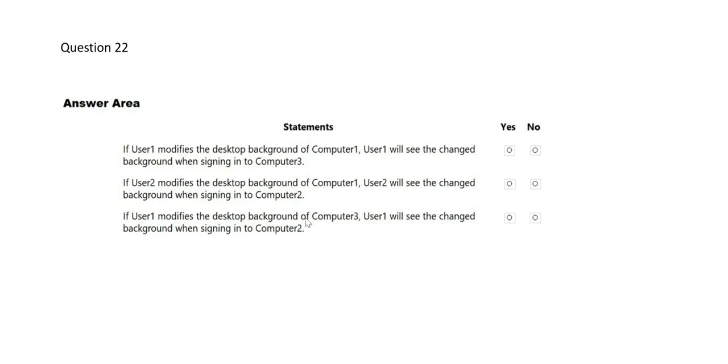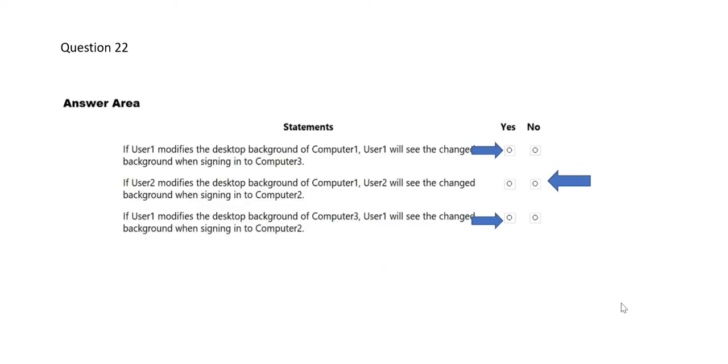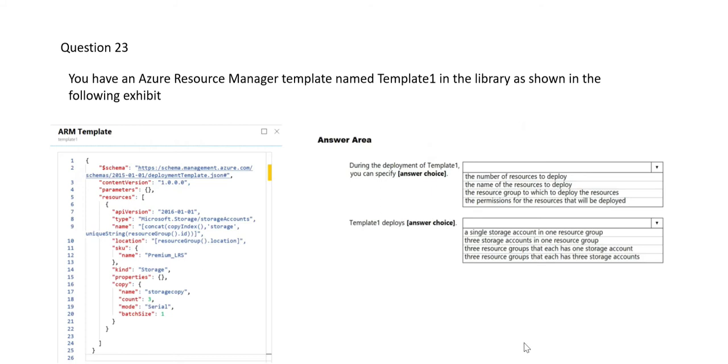The third one says if user 1 modifies the desktop of computer 3, can they see the changed background in computer 2? See, user 1 has access to a lot of things. So it can do anything. So this is also yes. So these are our answers and we will move forward. Now this is the next question. You may pause this video to read it carefully.